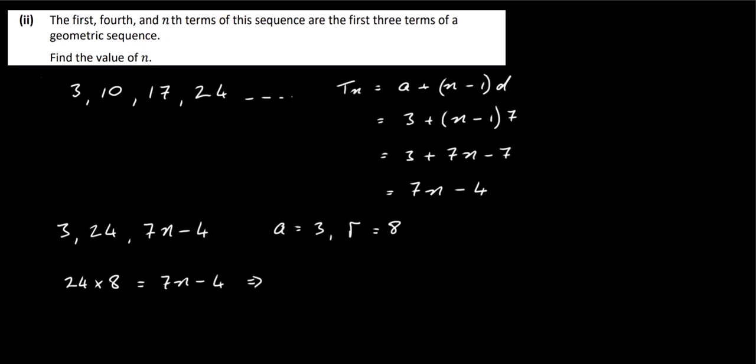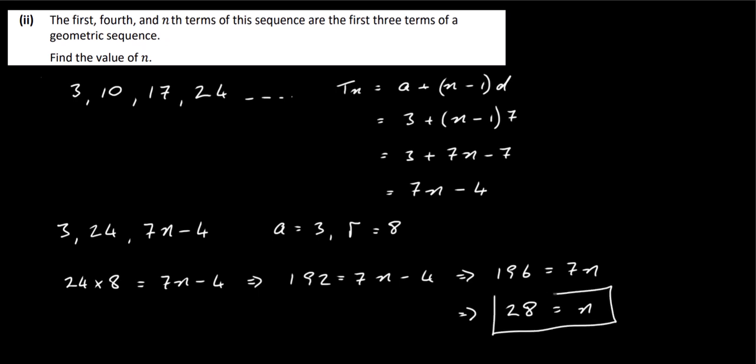Well, 24 times 8 is 192. So we've got 192 is equal to 7n minus 4. Let's just bring that 4 over. So 4 plus 192 is 196, which is equal to 7n. And then finally our n is just 196 divided by 7, which is 28. And that's all we had to do, find the value of n. So this is our answer here.